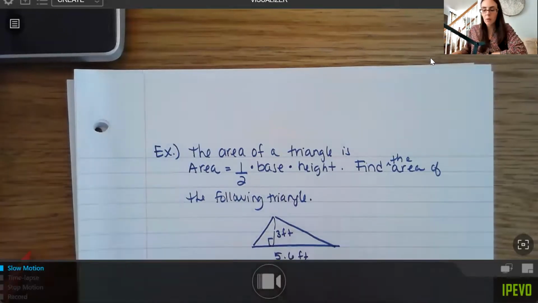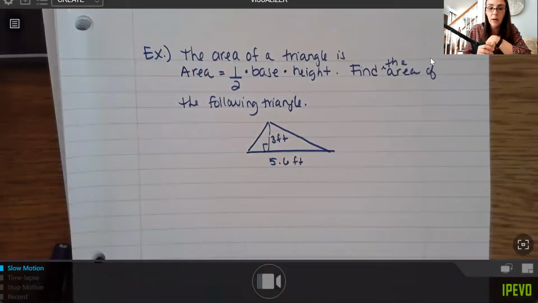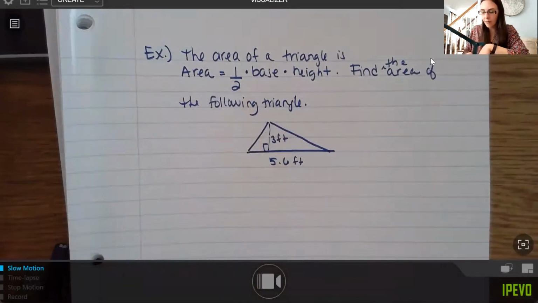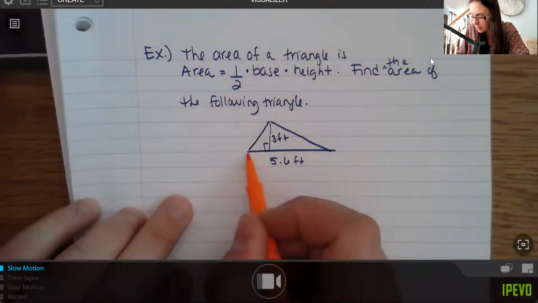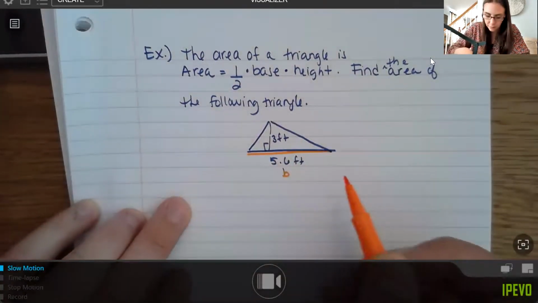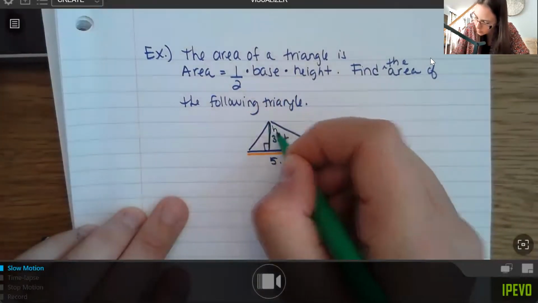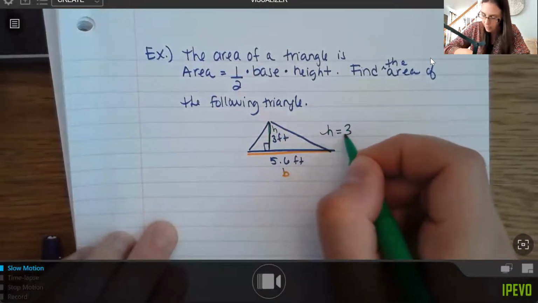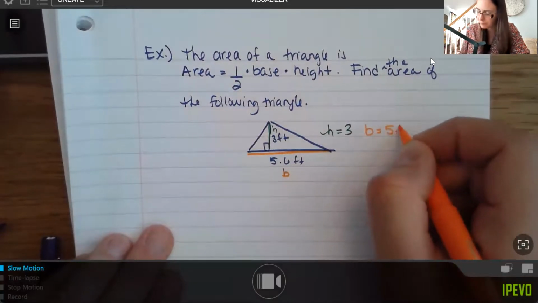Okay. So here's a picture of a triangle, and the area of a triangle is not just length times width like it is with a rectangle or with a square. It's a little bit more complicated. A triangle is really half of a rectangle, so that's why you have this half idea here. So it's 1/2 the base, which is also the bottom, and the height. So this is our base here. And then this here is your height. So our height here is 3, and our base here is 5.6.